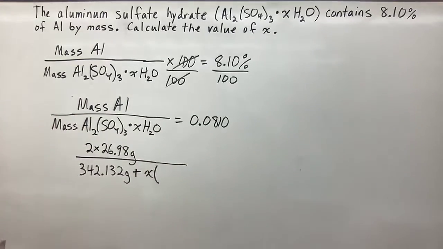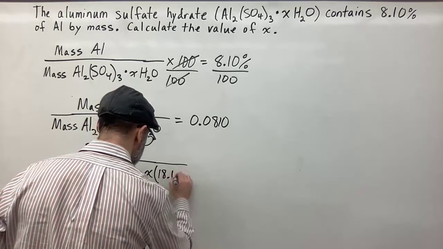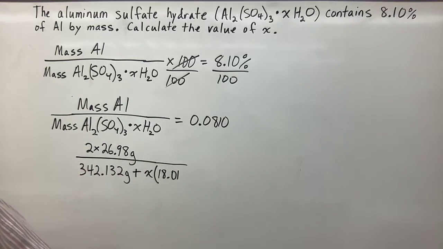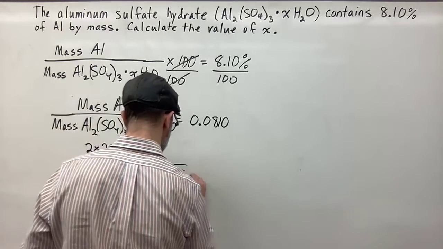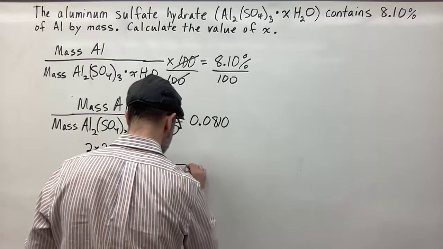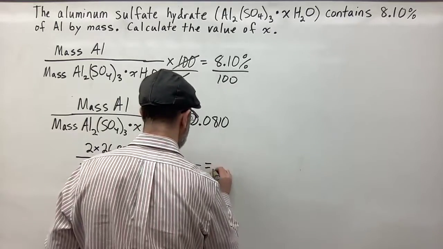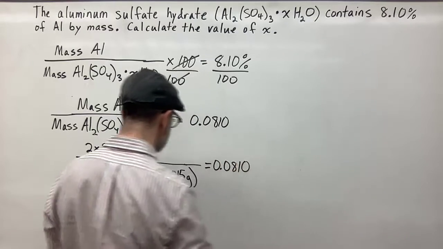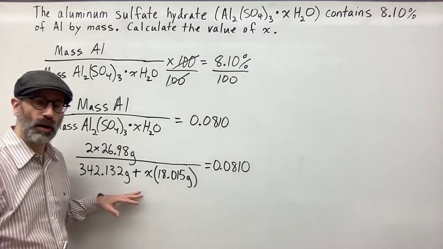Well, what's the molar mass of water? It's going to be 18.015, let me double check that, 18.015. And that's going to be grams. And then this is again equal to 0.0810. And now you can kind of see, hopefully, where I'm going.